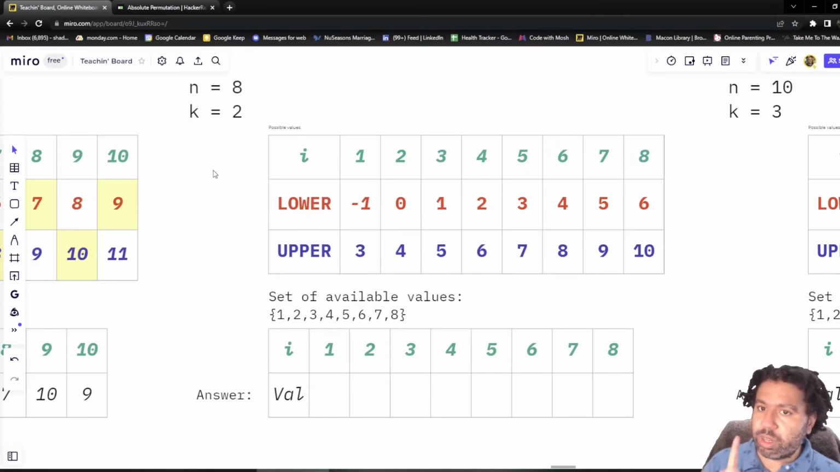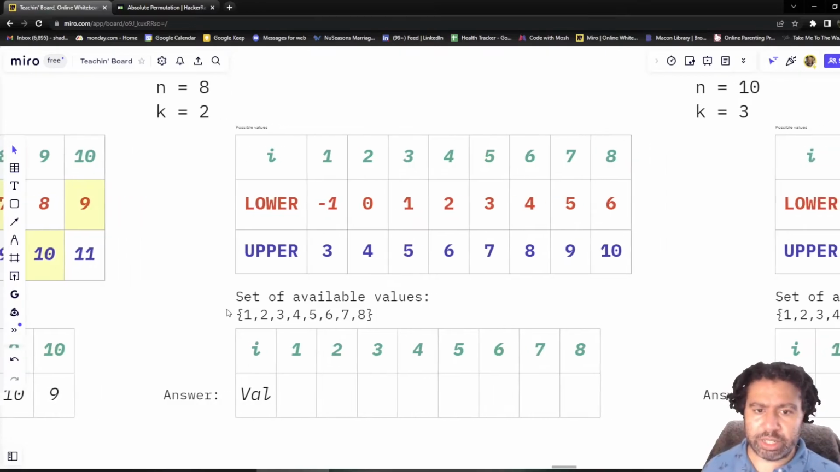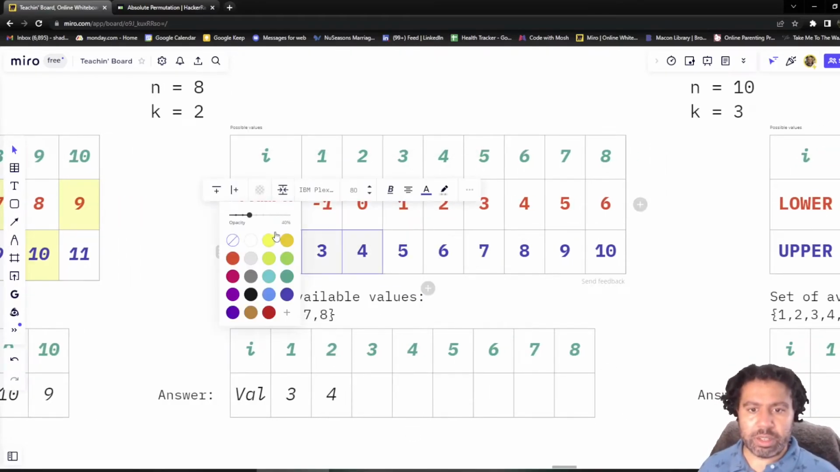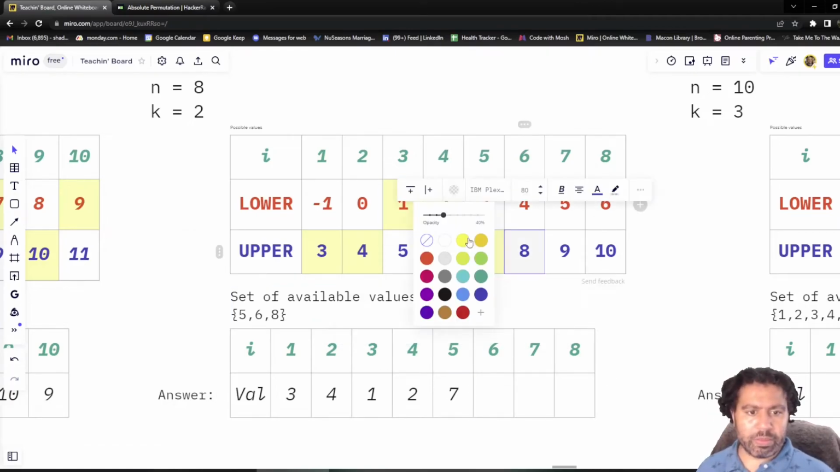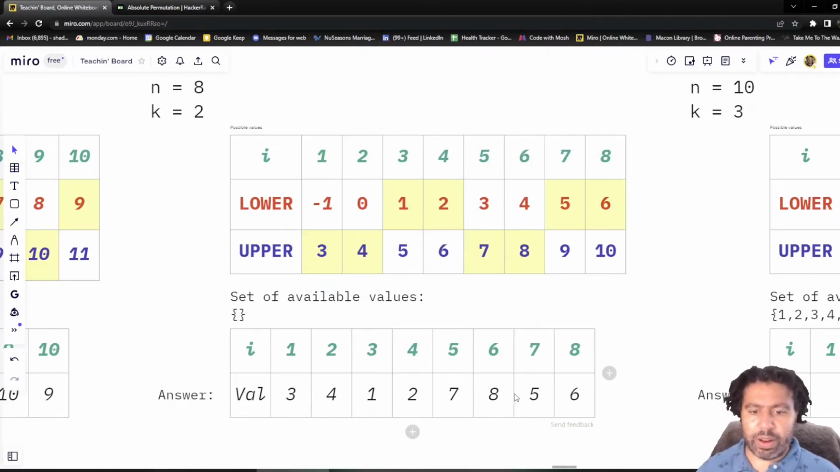Okay, I'm going to show two more. This one, for now, is going to be n of 8 and k of 2. I'll go through this quickly just to show you what the answer will look like. And so that's what that answer looks like for n of 8 and k of 2.